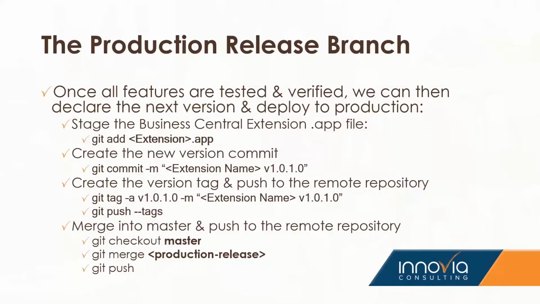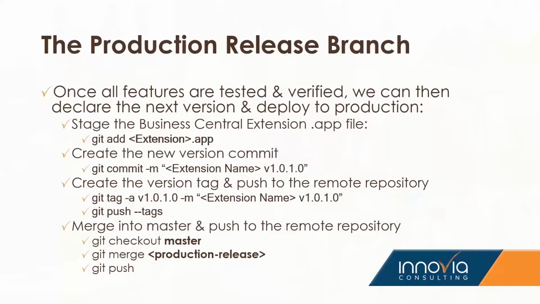And so once all of our features are tested and verified within the production release branch, we can then declare the next version and then deploy to production. And so what you would do is you would just stage your extensions.app file, the file that's generated when you compile your extension. You would create a new version commit. So you do git commit -m, which means give the commit a message.